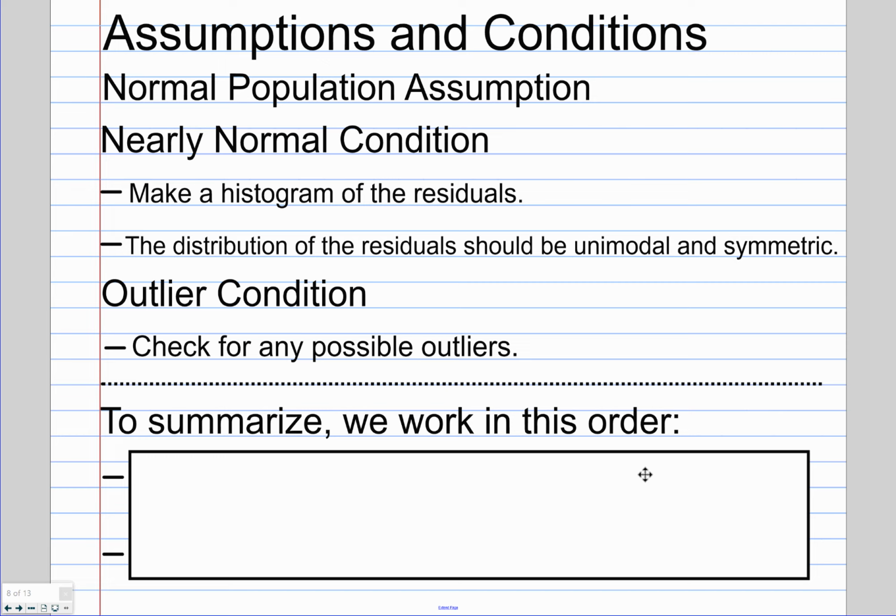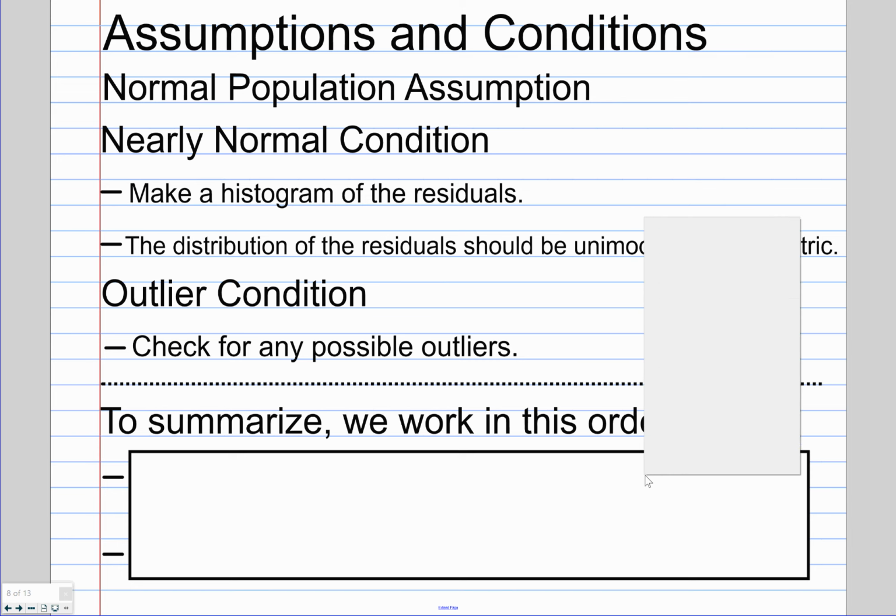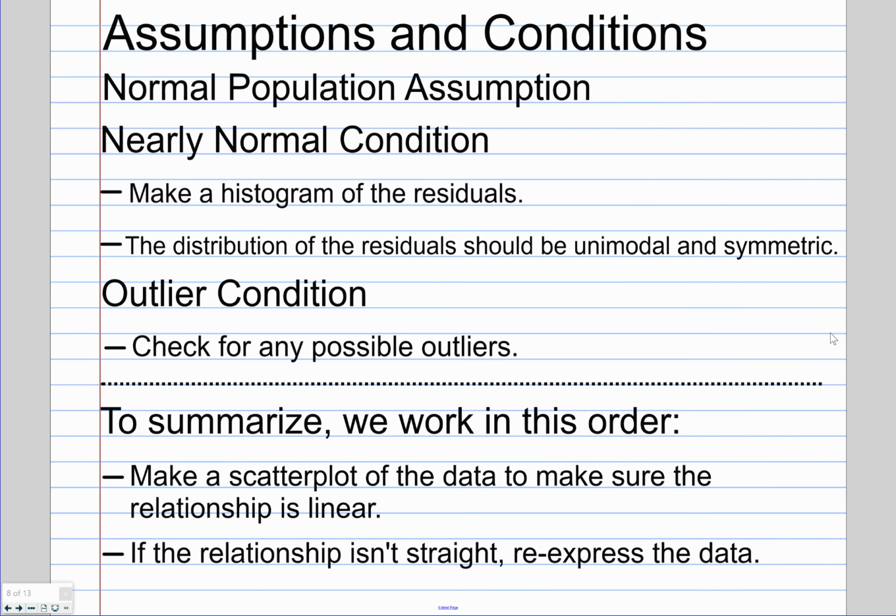Now, what I realized in doing this last year is that this is a lot to remember. So I made a little summary here. You want to start writing down the order in which I work. Whenever I read an AP question, and again, if you're taking the AP exam, you may not even get one of these for your response. But if it happens, you'll know the order to work in. So you make a scatter plot. Hopefully it's linear. If you don't think it's linear, that's where you have to re-express.